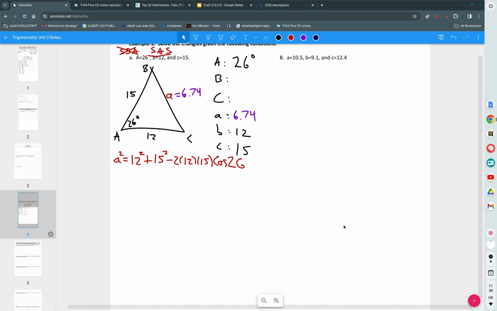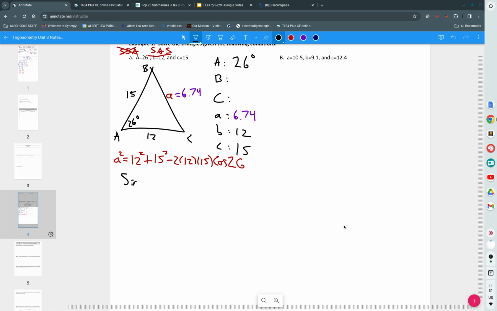Talk to your friend right now. Tell them, do you think you solve for B or C, and why? Go. B is the shorter side. Why? The correct answer is you need to solve for angle B because it has the shorter side, C has the longer side. So we solve for angle B. So let's set that up. This is part of what you struggled with on the checkpoint.